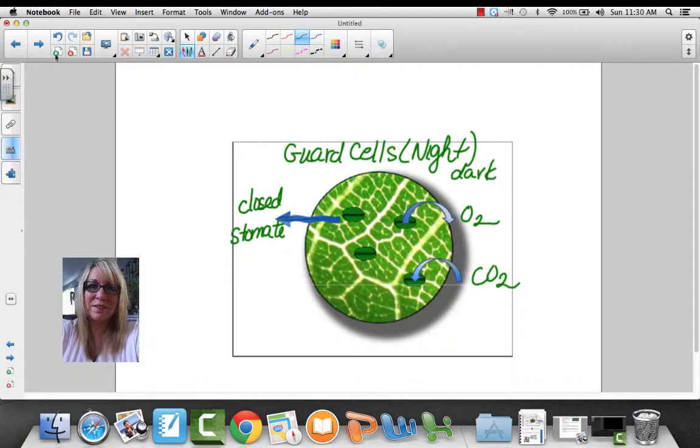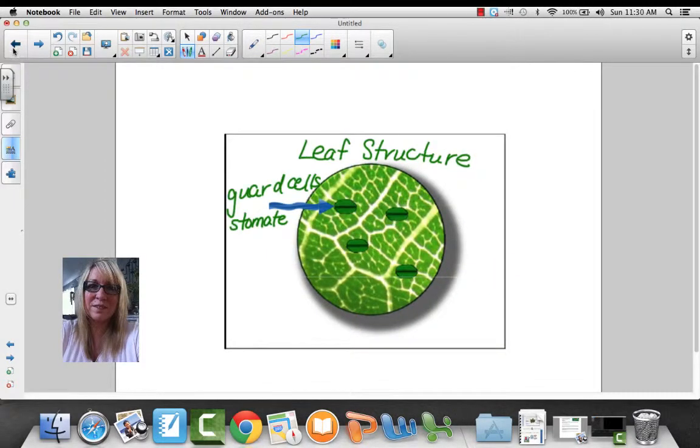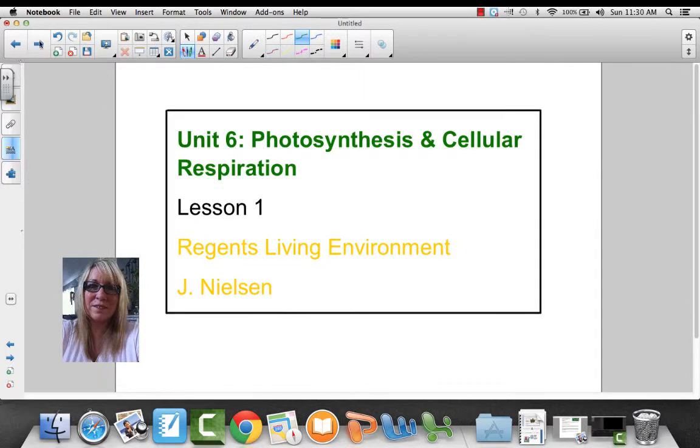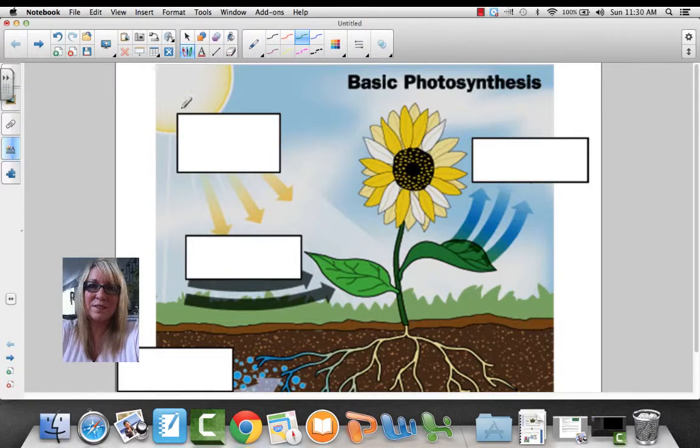Okay. I believe I skipped one little screen. I'm going to go back and see if somehow there is a screen missing. All right. Oh, there it is. Okay. So this was actually the second slide. So let's go back to that. Somehow it was in the wrong order.